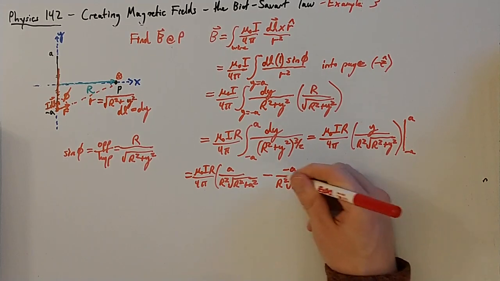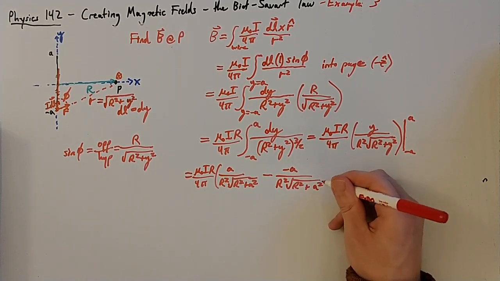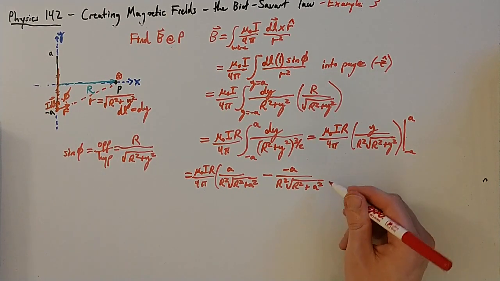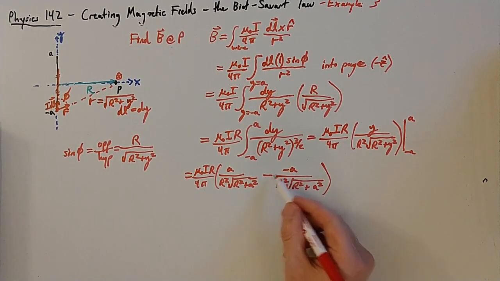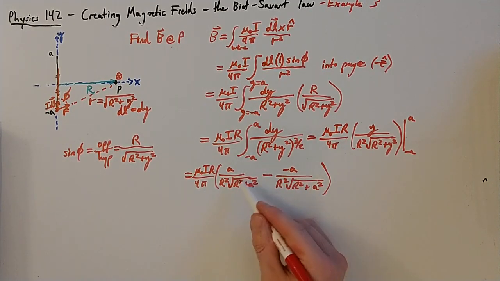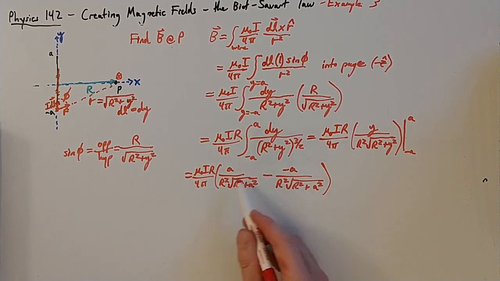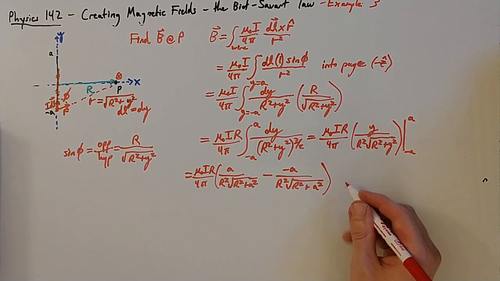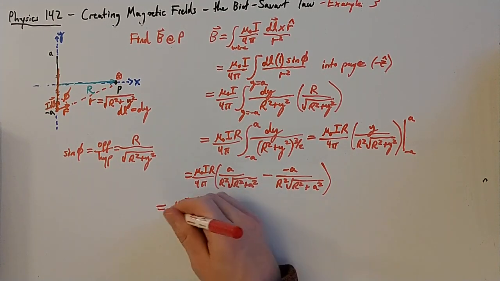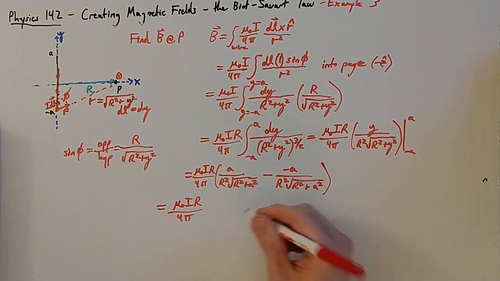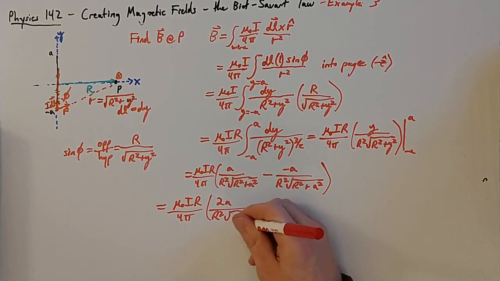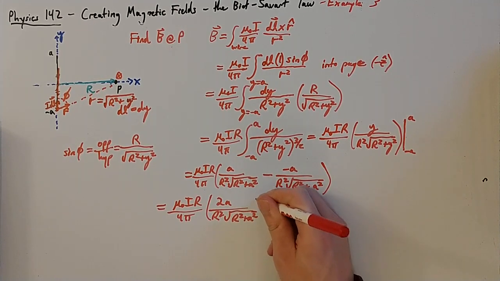r squared plus minus a squared is just a squared, right? Minus a squared is the minus sign, minus 1 squared is just 1. I've got a minus minus here, which is a plus. So these two things will just add together, right? They have a common denominator, so that will just add together. So now we're going to have mu naught times I times r over 4 pi times 2a over r squared square root r squared plus a squared.